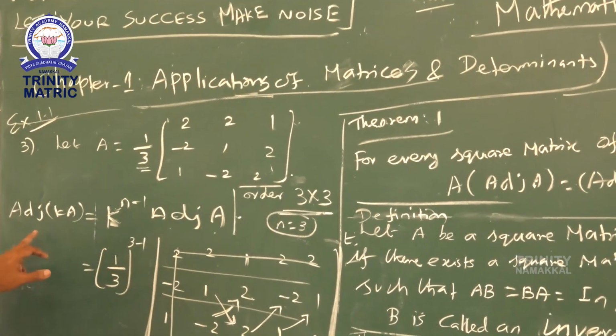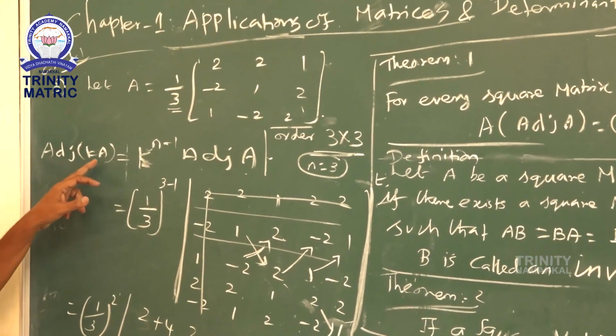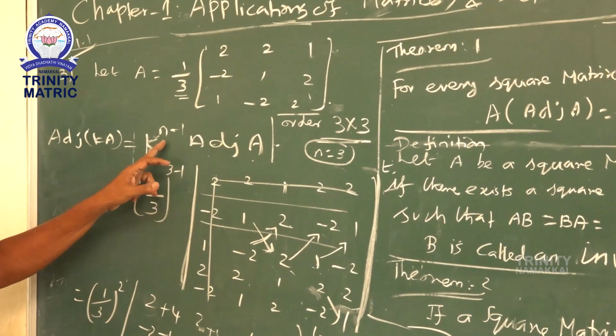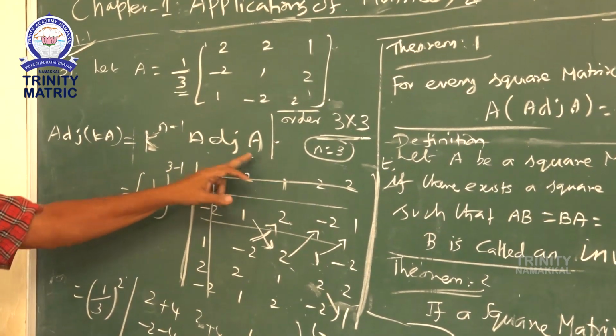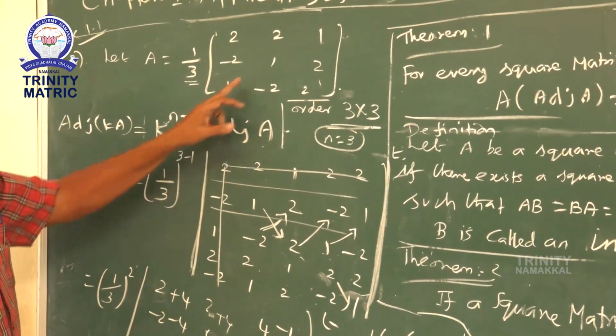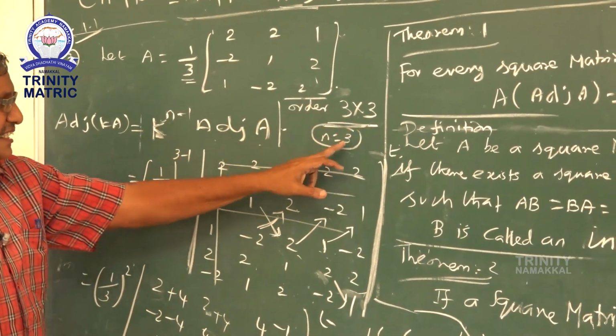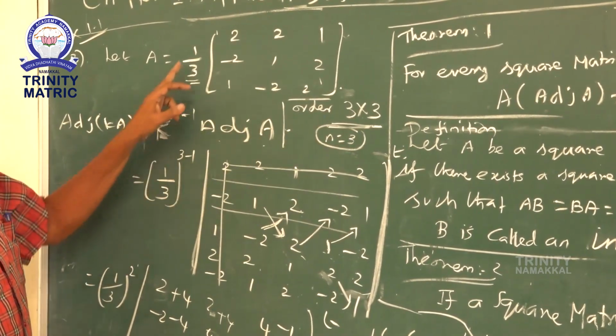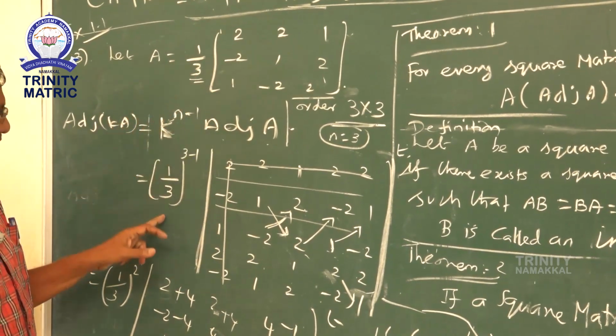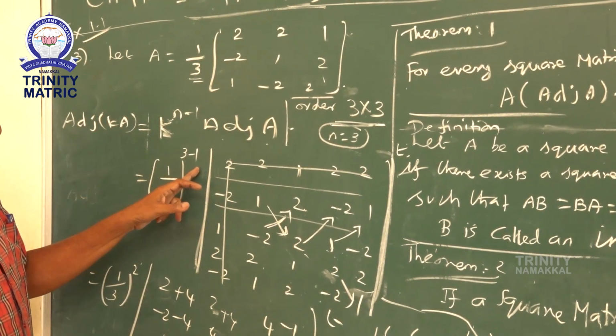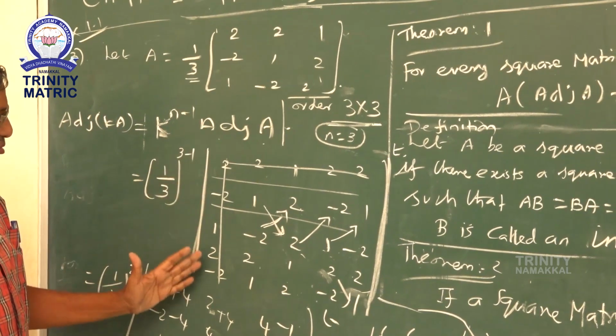Now you should know one of the properties: adjoint of kA is nothing but k to the power of n minus 1 into adjoint of A. n is the order of the matrix. Here the order is 3 by 3, so n is 3. So k is 1 by 3, and the value is 1 by 3 whole to the power of 3 minus 1. That is one of the shortest ways to find adjoint A.